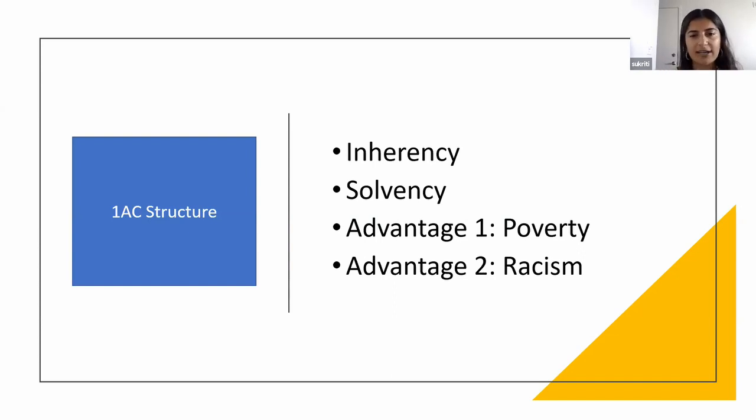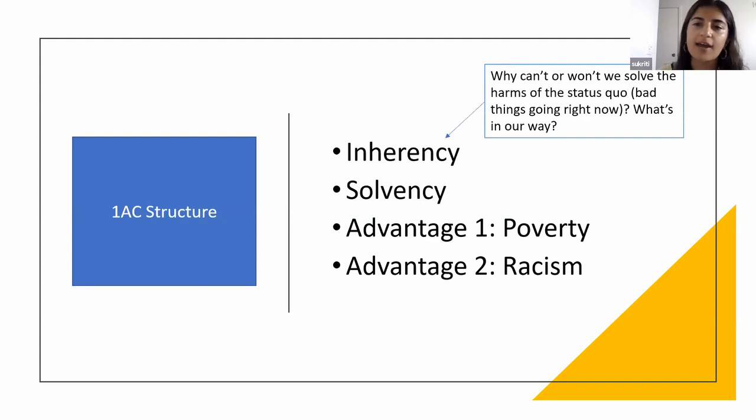The way I like to think about inherency is you're looking at why can't or won't we solve the harms of the status quo. When I say harms of the status quo, I'm trying to say what are the bad things going on right now that we're trying to solve, and what's in our way right now? Why aren't we trying to solve it?